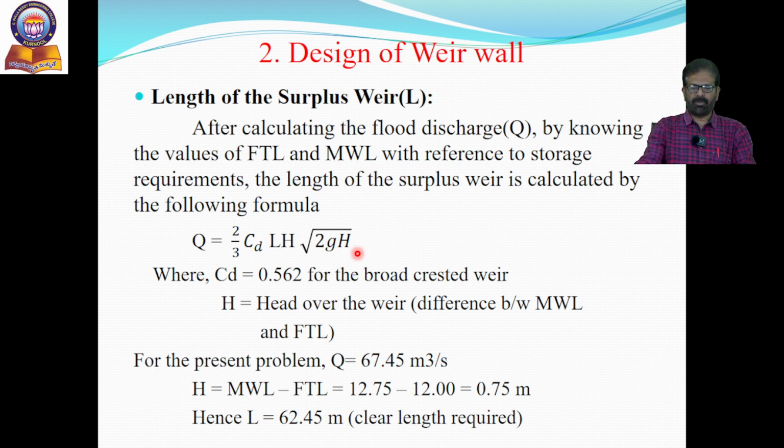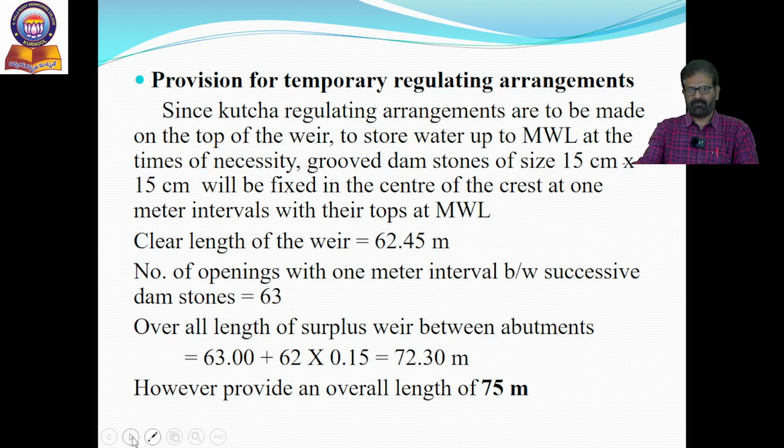You remember one important point here. In most cases, in general, the head over the crest of the weir is in the range of 0.75 to 1.5 meter only, not more than that. So in the present case also, it is around 0.75 meters only. Therefore, by using this equation and given data and certain suitable assumptions, we can obtain the clear length of the weir wall as 62.45 meters. So this is the simple procedure to determine the length of the weir wall.